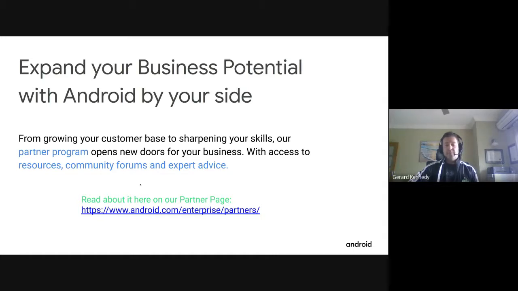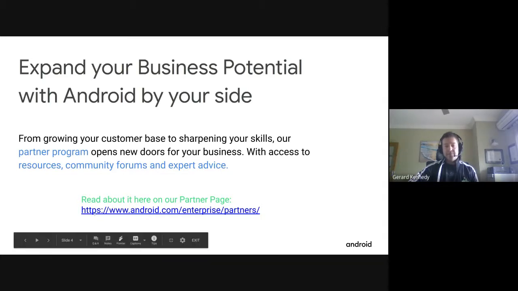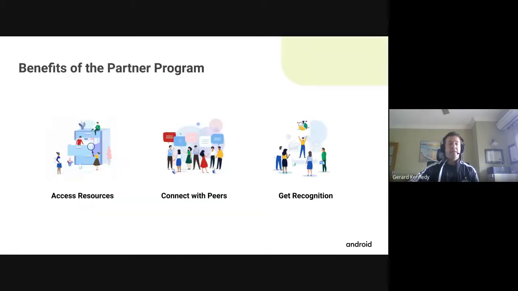You can read more about the program on this link. You're probably familiar with the Android.com website. There's an enterprise page on Android.com, and there's also a partner-specific page. From there, you'll find the links on how to apply for the community, apply for the program, as well as join. So what's in the partner program? I touched on resources. Sometimes you may have known the resources, like the Android Academy.